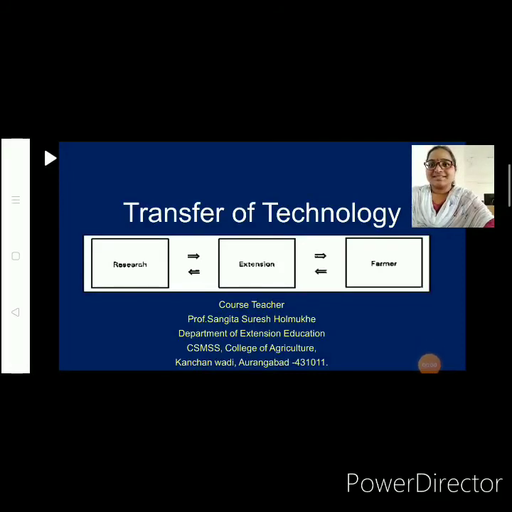Students, this is our second lecture on the transfer of technology. In the extension methodologies for transfer of technology, in this course we have to learn how to do the transfer of technology to the farmers. How we can do it, or from where the sources are there, which sources we can utilize for the transfer of good technology to the farmers.